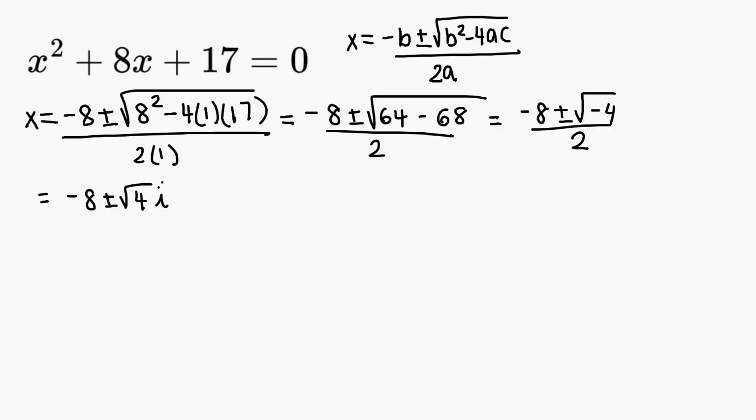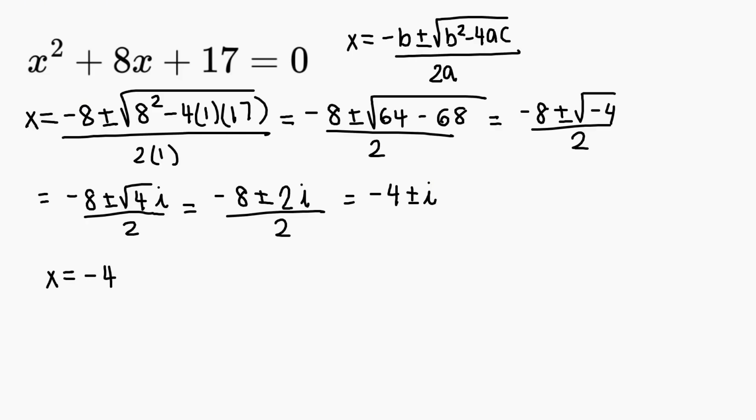And we take out the i, because i is the square root of -1, divided by 2. Then the square root of 4 is actually 2, so we get -8 plus or minus 2i divided by 2. As you can see, we can divide everything by 2, which gives us -4 plus or minus i. We know that one of our x's is -4 plus i, and the other one is x equals -4 minus i. As you can see, these two are imaginary solutions, which makes sense because our discriminant here was negative.